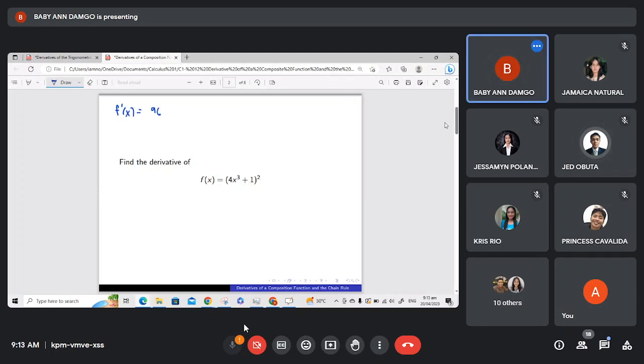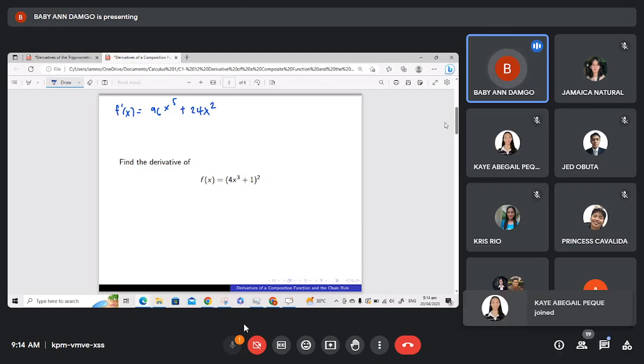96x to the power of 5 plus 24x squared. Okay, so how did you get the derivative? What did you use? Power rule. Power rule, okay. So here is another way.